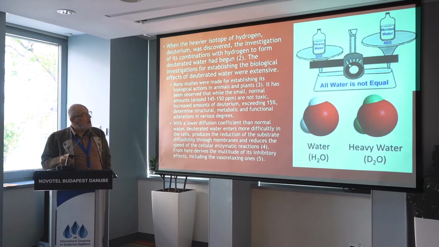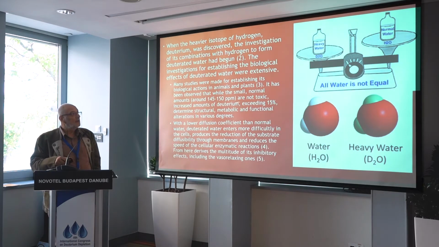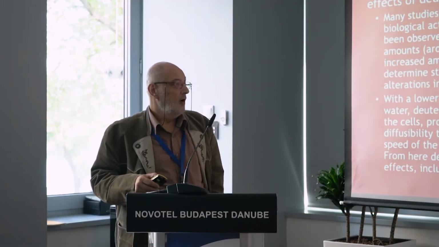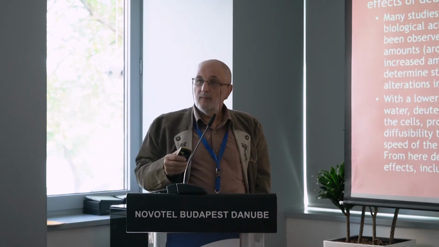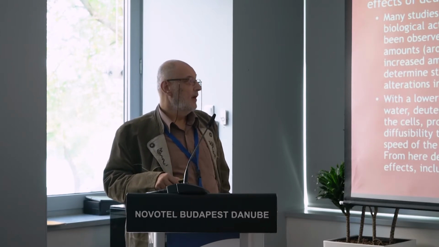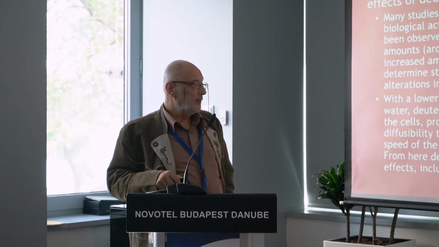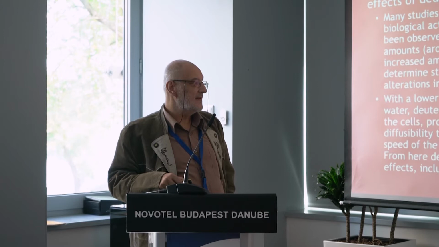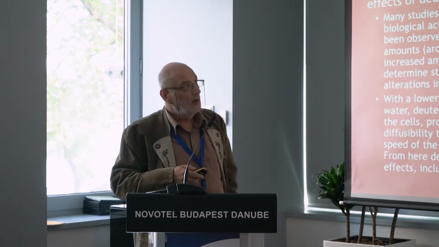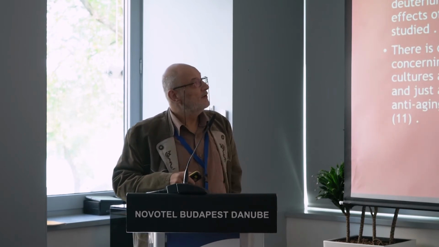So the investigations were extensive, and we have observed that while the small or normal amounts, around 145, 150 parts per million, are not toxic, increased amounts of deuterium exceeding 15% determine structural, metabolic, and functional alterations in various degrees. And this is due to many factors which I'm going to present, but I'm not going to insist very much. It has a lower diffusion coefficient, it enters more difficultly in the cells, produces the reduction of the substrate diffusibility through membranes, and reduces the speed of the cellular enzymatic reactions. From here derives the multitude of its inhibitory effects, including the vasorelaxing ones, which were the first that I studied while I was only a PhD student.